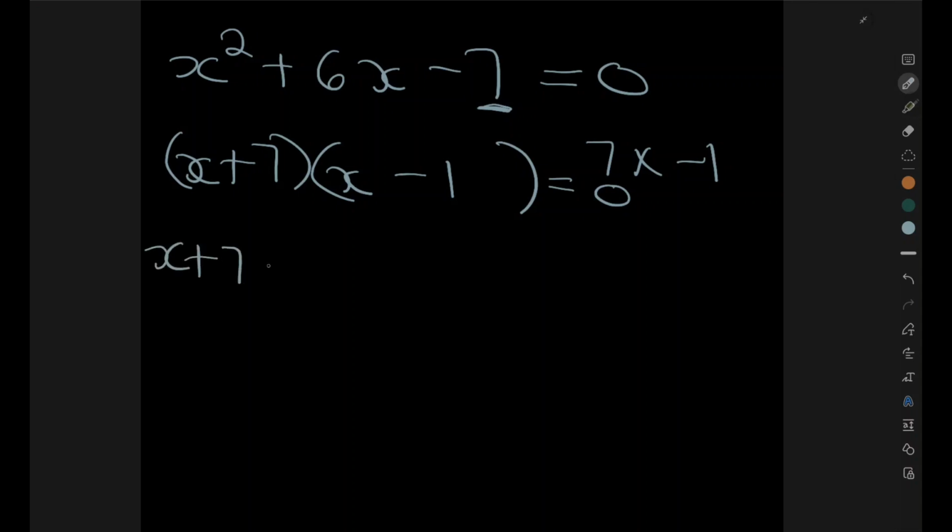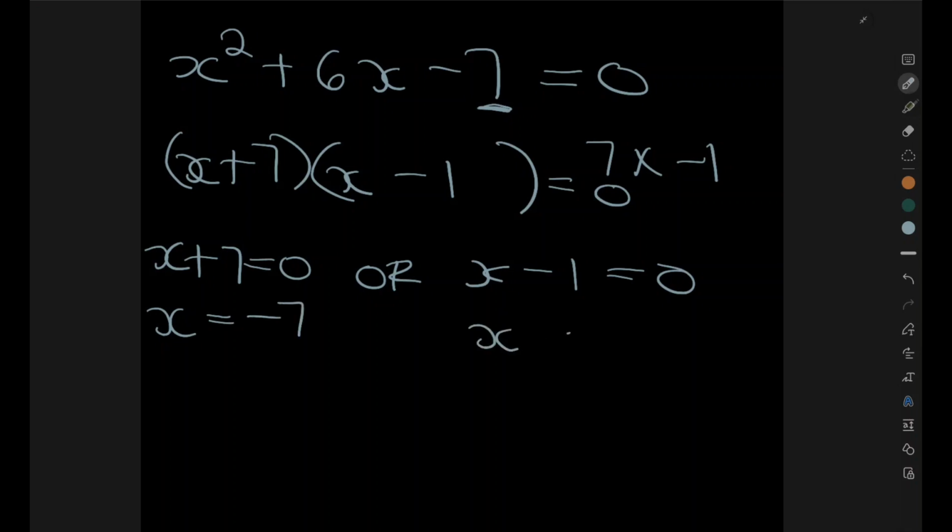So now I know that x plus 7 is equals to 0, or x minus 1 equals to 0. And then obviously I'm going to transpose the 7 to the other side, and I have x is equals to minus 7, and here I have x is equal to 1. So in this type of situation, if you're really not sure about your answer, what you need to do is check by substituting both of these values into the equation and see if it makes sense, right?